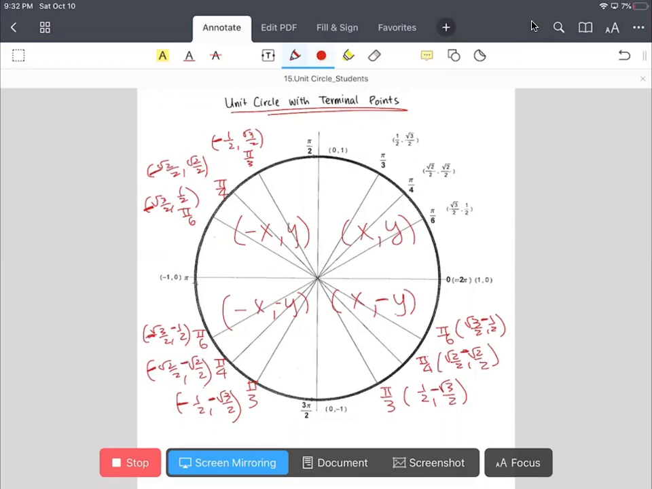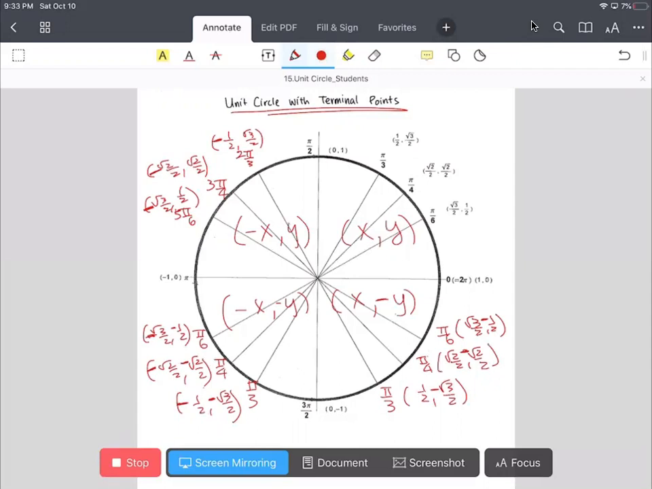Now let's fix our radians. For radians, we know that the second quadrant is less than pi. So what we're going to do is pi minus pi over 6, pi minus pi over 4, pi minus pi over 3, or what you can do is just go one less than the denominator. So 3 minus 1 gives us 2, 4 minus 1 gives us 3, 6 minus 1 gives us 5. So these are your radians and terminal points for your second quadrant.